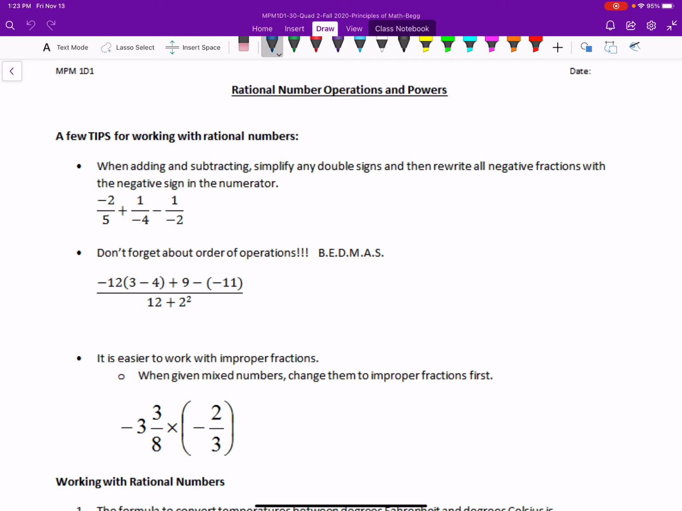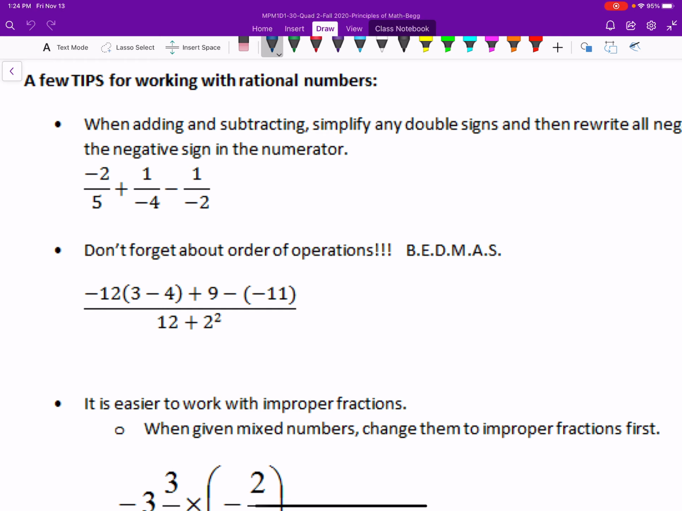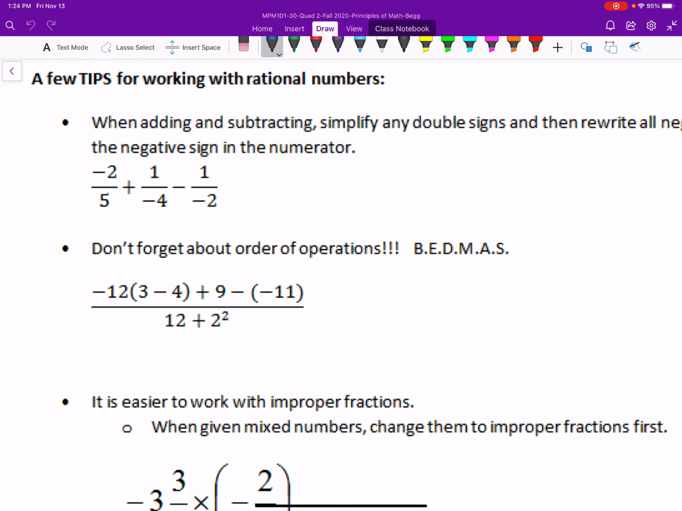Few tips for working with rational numbers. When you're adding and subtracting, simplify any double signs, then rewrite all negative fractions with the negative signs in the numerator. So when we look at one like this, this first example here, negative 2/5 plus 1 over negative 4 minus 1 over negative 1 over minus 1 over negative 2. There's a lot of sign simplification we can do. If we see two signs in front of a fraction anywhere, like this plus sign and this minus sign, or like this minus sign and this minus sign, we want to simplify that.